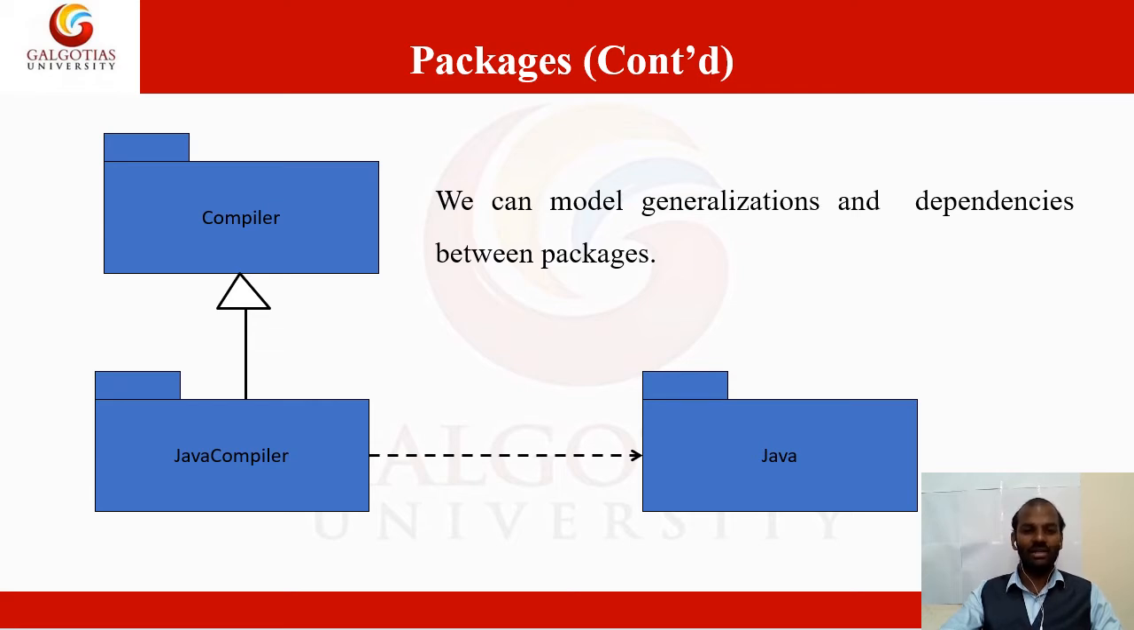So this straight line with the triangle symbol on the upper side indicates a generalization. So the Java compiler is going to inherit from your compiler. So whatever rules we follow in your compiler are always applicable in your Java compiler, right? So this is the way they do the communication between your package diagrams, right?